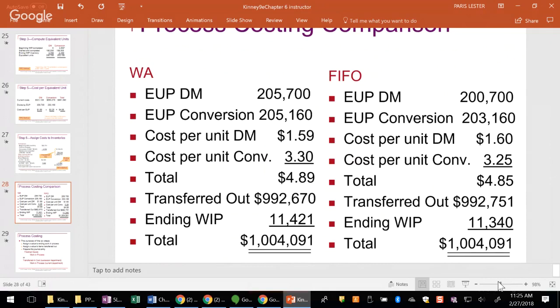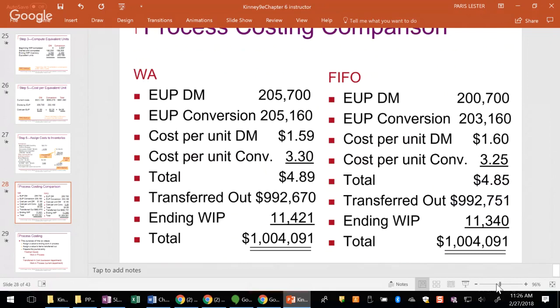When we put this together, we'll calculate equivalent units. We'll do a cost per equivalent unit, materials and conversion, and then we'll multiply by transferred out and what's left in ending inventory. And we do the same thing for FIFO. And that's what we want to do today. Okay. And we'll try to learn that with one department.